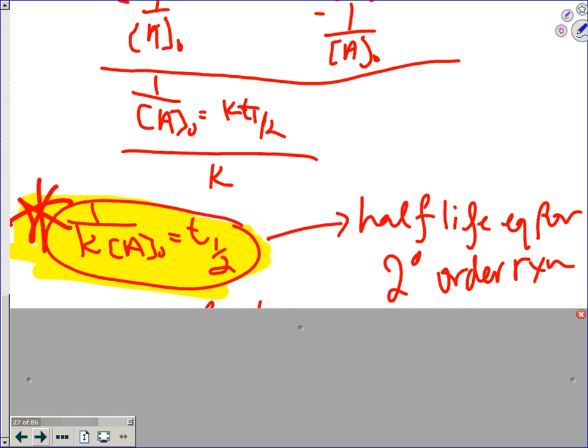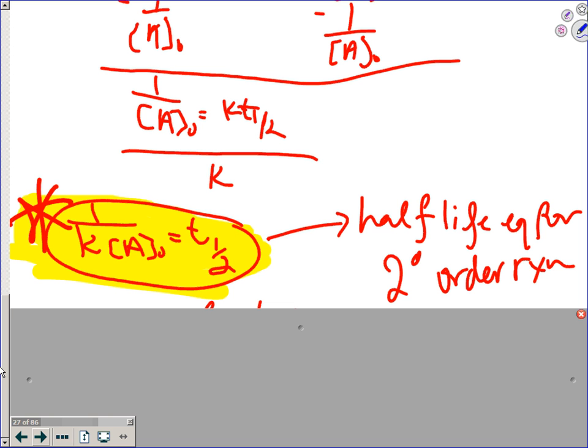So t 1/2, the half-life of a second order reaction, is calculated by finding 1 over k times the initial concentration. Half-life for a second order reaction, yeah. So once you do all the math and find the numbers, you don't have to divide by 2, it's just t 1/2. It's just indicating how that time is a separate instance from another time. So it's just t, yeah.